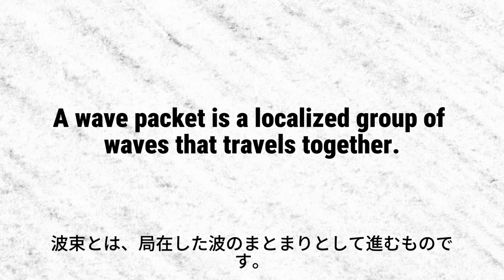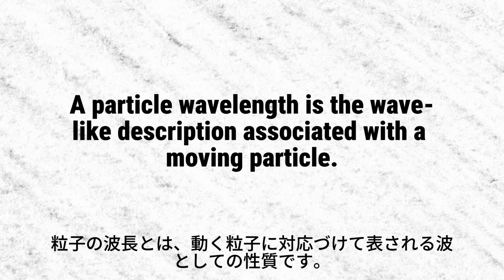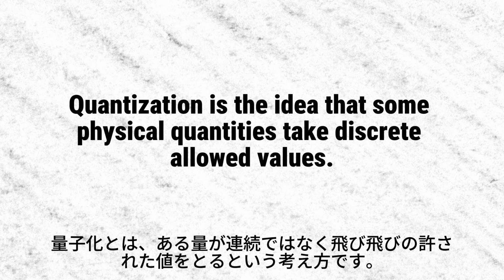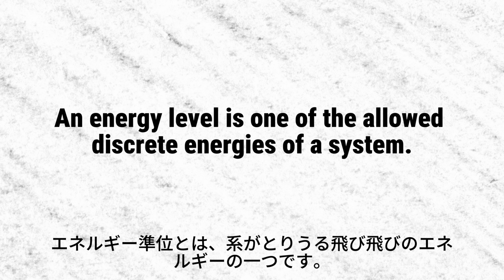A wave packet is a localized group of waves that travels together. A particle wavelength is the wave-like description associated with a moving particle. Quantization is the idea that some physical quantities take discrete allowed values. An energy level is one of the allowed discrete energies of a system.